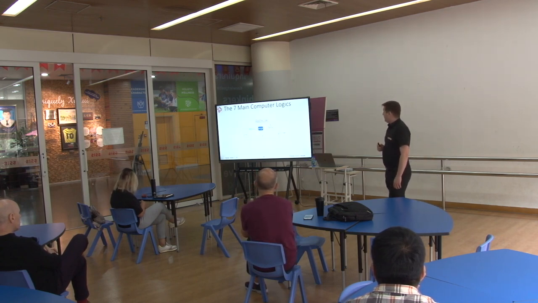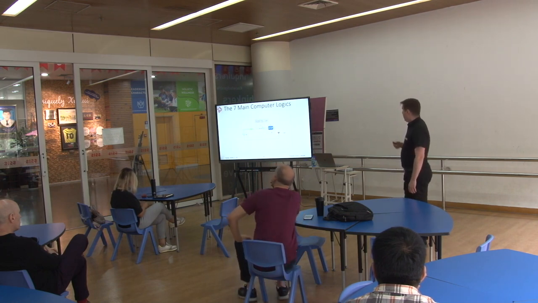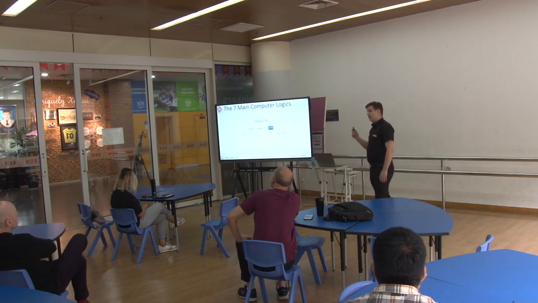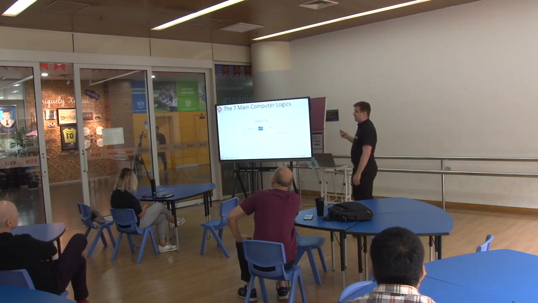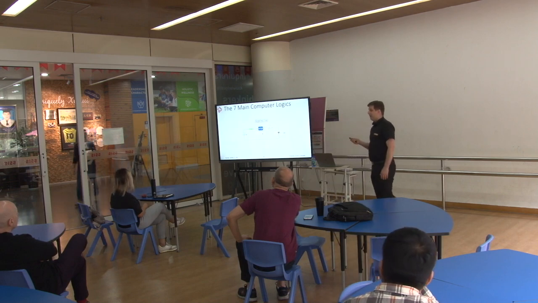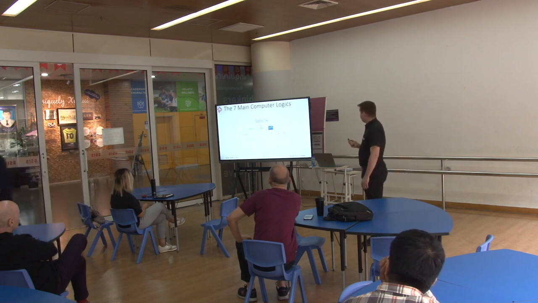So here we have a circuit. If A is on, the light is off. If A and B are both on, the light is on. But if B is on and A is not on, then the light is not on. And so this is basically just a simple series circuit, which we cover in the IGCSE physics curriculum in middle school, etc. So this is how it would apply to computer logic.